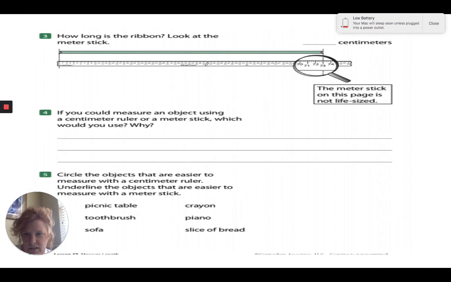The pages that I'm not going to go over, this is another one. You can try it on your own. This one says circle the objects that are easier to measure with a centimeter, or would you rather use a meter stick? You're going to circle the ones that you're going to use with centimeters, and you're going to underline the ones that you would use with a meter stick. Remember, the meter stick is the bigger one. The smaller one is the ruler that you measure centimeters and inches with, that you have to turn. So this is just kind of a guess.